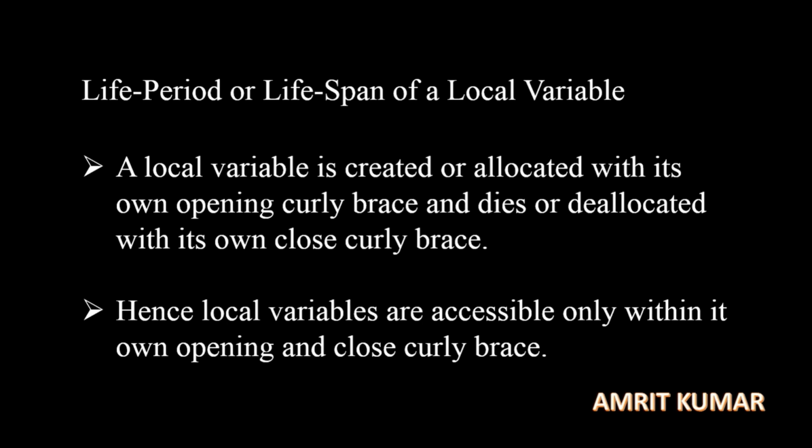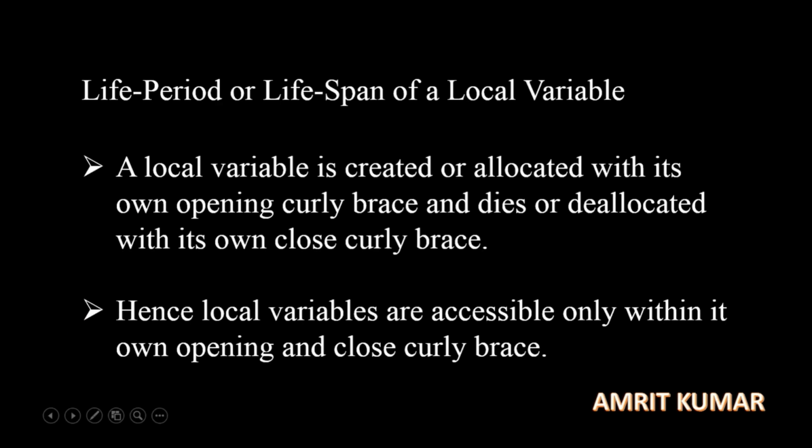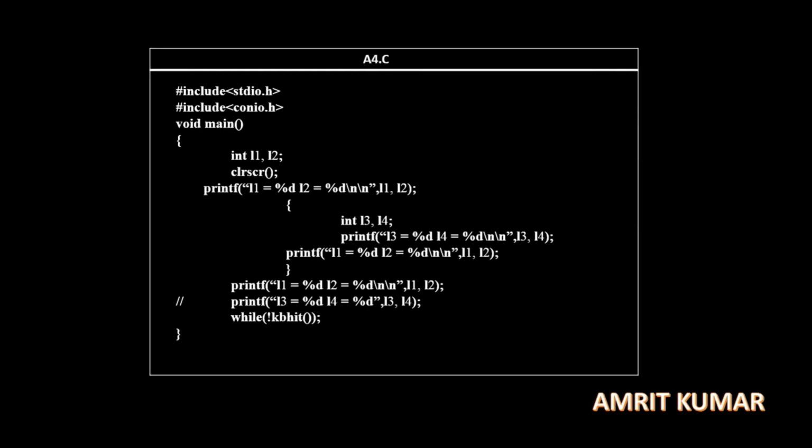Now moving on, we can say that local variables are accessible only within their own opening and closing curly braces. That is the meaning of local, or we can say the life period or lifespan of local variables. Let's move on to an example, which is so important in C language. I am going to explain the life period, the lifespan of the local variable. Let's look at it.